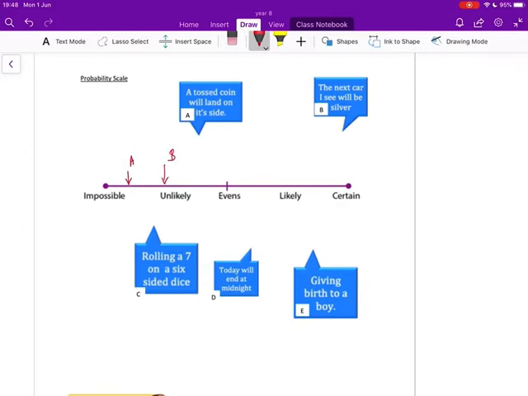Then rolling a 7 on a 6-sided dice. Well, a 6-sided dice is only labelled from 1 to 6. So rolling a 7 is going to be impossible. So we'll put that there on our probability scale. Today will end at midnight. Well, that's going to be a certain event, so we'd put that here. And then giving birth to a boy, we'd probably say that's about even. So I'm going to put that on the scale about there.